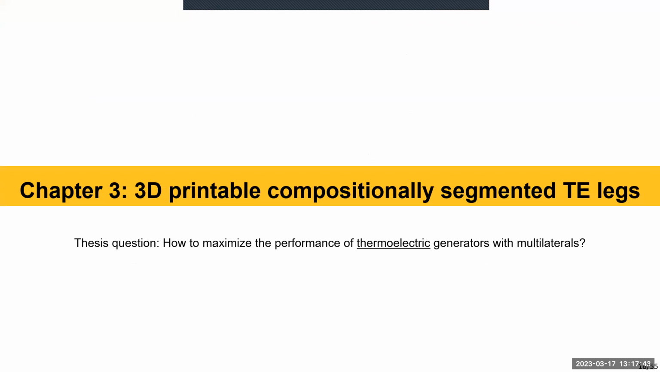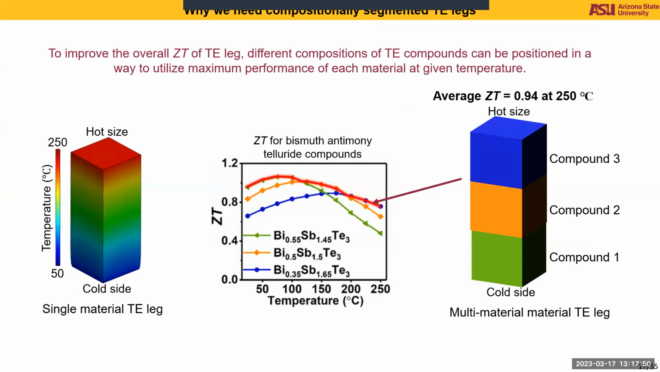Chapter 3 is 3D printable compositionally segmented TE legs, which is the extension of the previous work. So why do we need segmented legs in the first place? If you look at the temperature distribution in a simple cuboid shape, we see something like this. And if we look at the figure of merit or ZT values for different compositions of the same material, we see that the ZT values vary with the temperature. So the idea here is, what if we stack up these materials in such a way that we utilize the maximum ZT values at the corresponding temperatures within a single thermoelectric device?